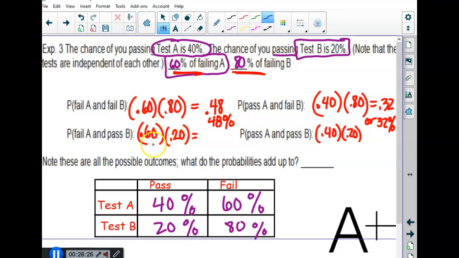So what did you get for fail A, pass B? Anybody? For this one over here, is that the one you're? Okay. What about this one? Yep. 0.12 or 12%. And pass, anybody? Only 8%.